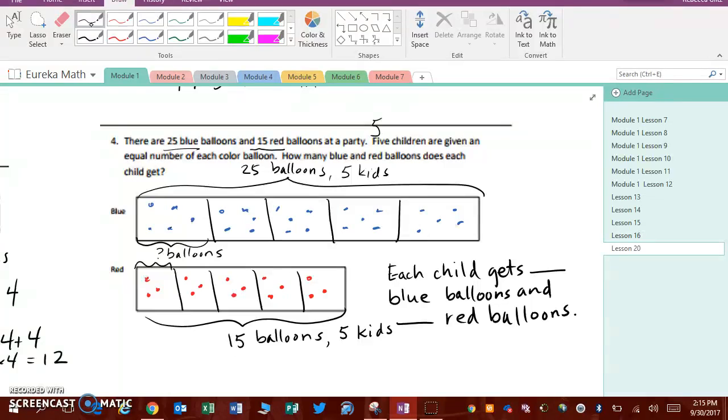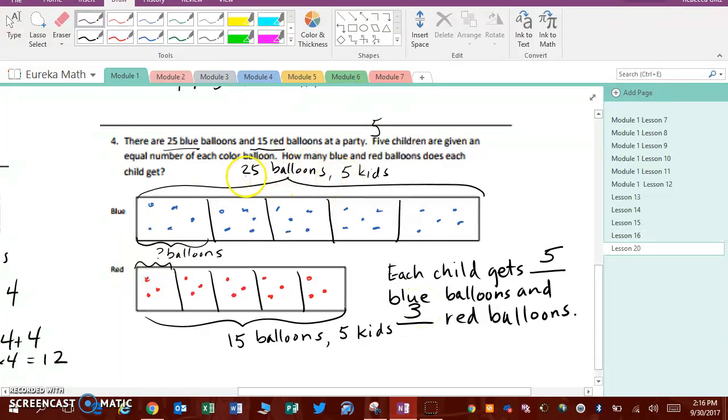Okay? So we can do our number sentence or our word sentence next. Doesn't matter which order, you just have to have them both. So let's fill in our word sentence. Each child gets 1, 2, 3, 4, 5 blue balloons and 1, 2, 3 red balloons.